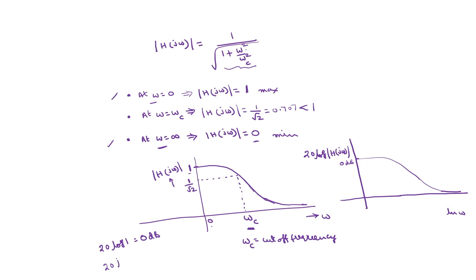What is 20 logarithm of 1/√2? You can see that this is minus 3 dB, 3.01 something. So this is called minus 3 dB. Normally the cutoff frequency will be defined at minus 3 dB. The frequency at minus 3 dB is called the cutoff frequency.